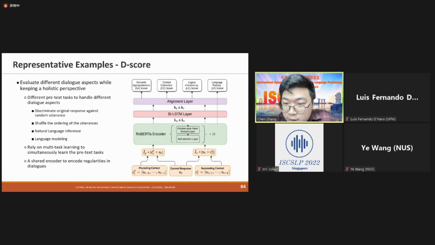And here we concatenate the current response and the succeeding context. This is another sequence of embedding vectors. Then through an additional BiLSTM layer, we further capture the sequential interactions of all the words. Then after that, we use an alignment layer to transform these vectors into a single score corresponding to each dimension.